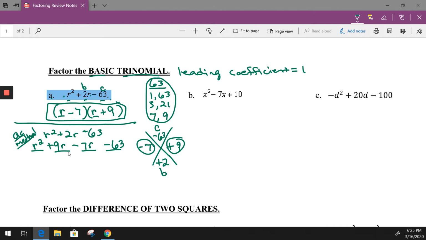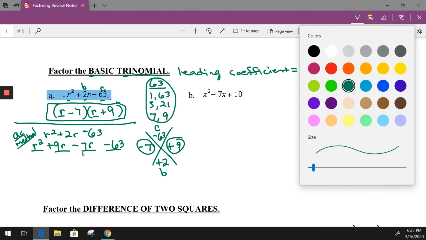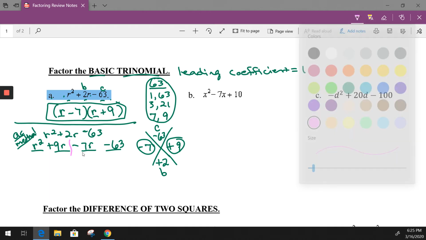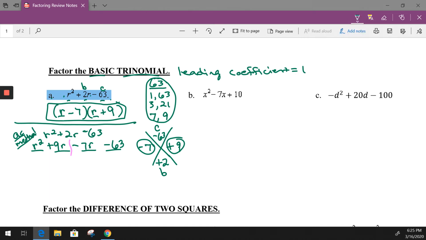Well, now it's a matter of factoring by grouping, which we haven't quite gotten to yet. But when you're factoring by grouping, you kind of look at the two groups here. And you kind of separate the first two terms from the second two terms. My first two terms have a common factor of r. So I would factor that out. And I would then have r plus 9 in parentheses. And then my second two terms have a factor of negative 7, which gives me r plus 9.